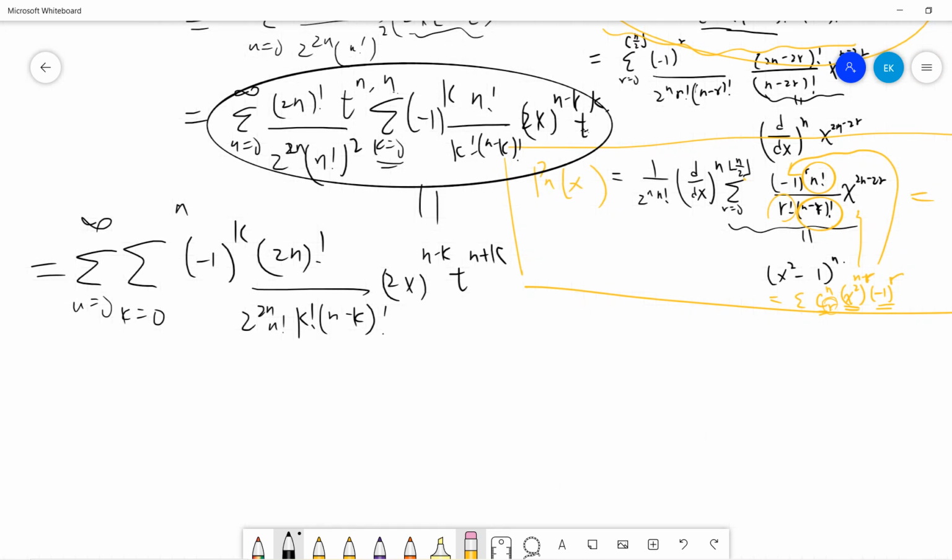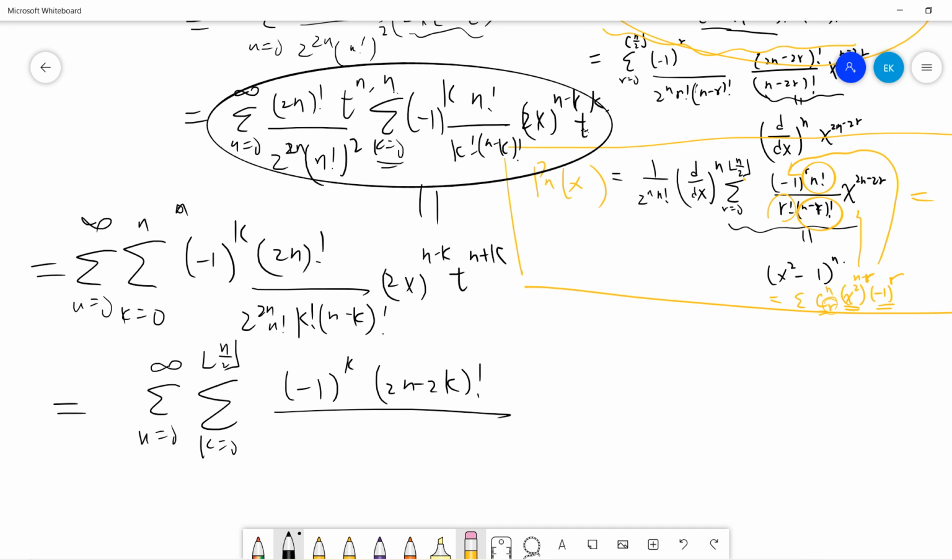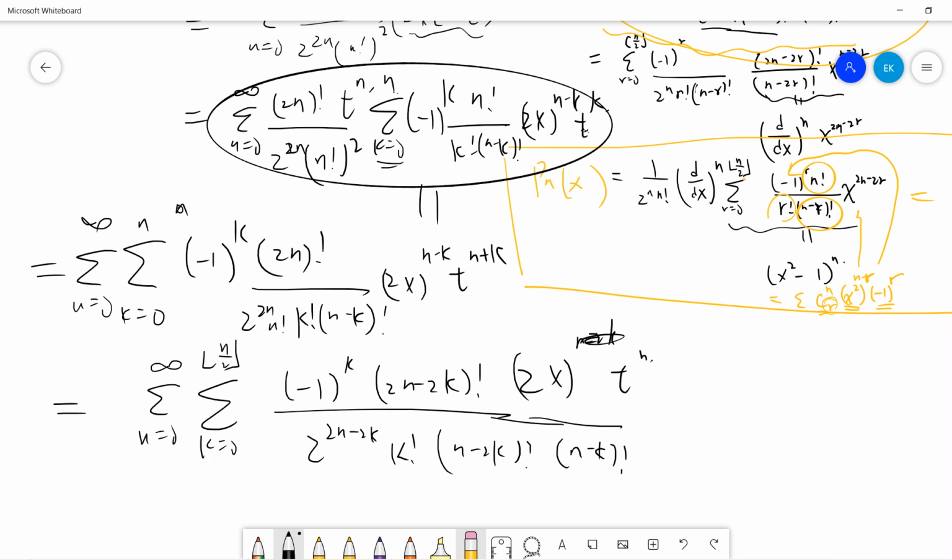I preserve the final terms and check this term into a half. Then when I do this, I replace this k with 2k. So it's like (2n minus 2k) factorial divided by 2^(2n), k factorial, (n minus k) factorial, (n minus 2k) factorial, and this is (2x)^(n minus 2k) t^(n minus 2k). I just rearranged the order of summation to be this.